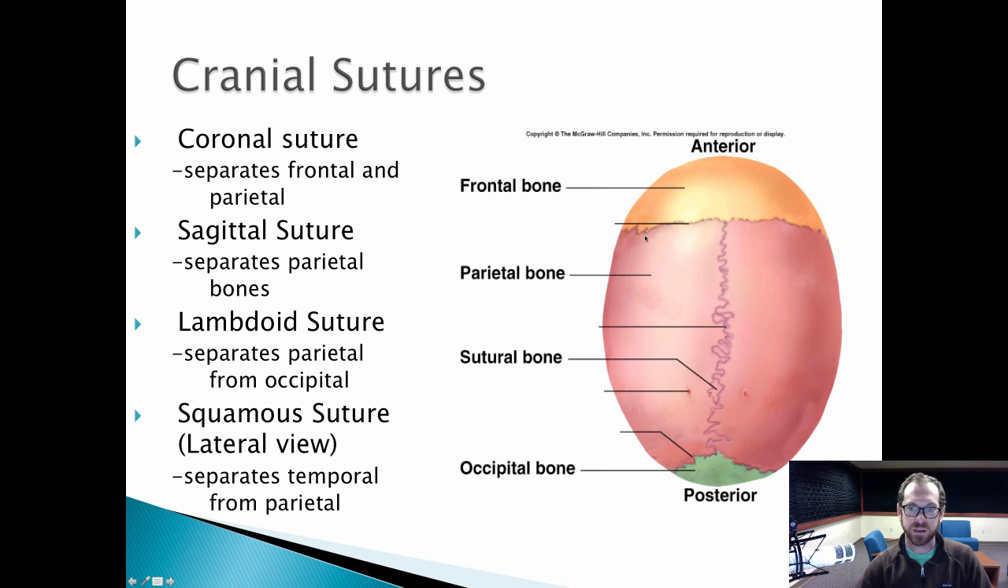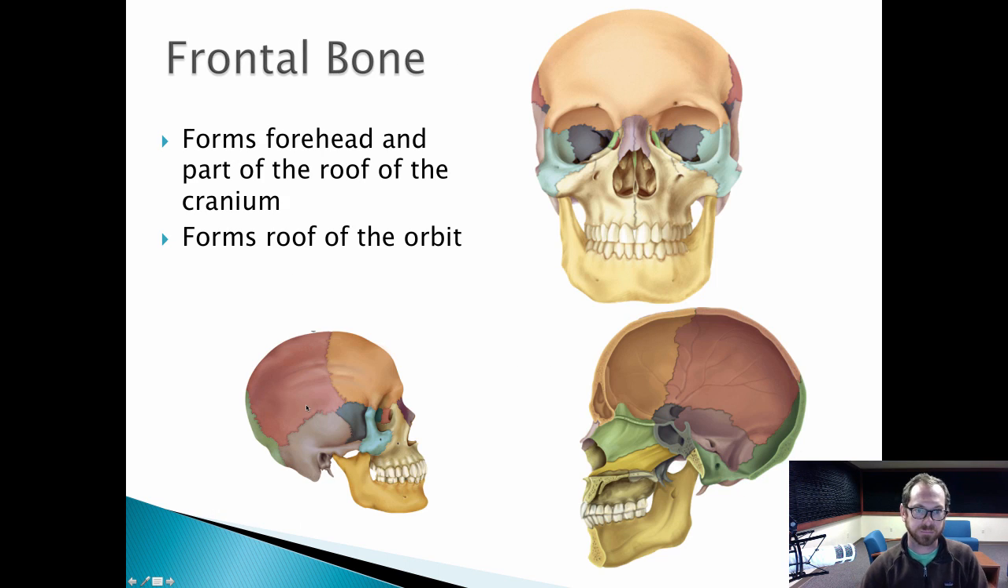Now here we are just summarizing these sutures again: coronal, sagittal, lambdoid, squamous, and we're telling you which bones they are separating here. So let's move into specifically these bones. First, we've got our frontal bone. The root word of frontal bone is Latin for forehead, so it's no surprise that this bone is going to be right on our forehead.